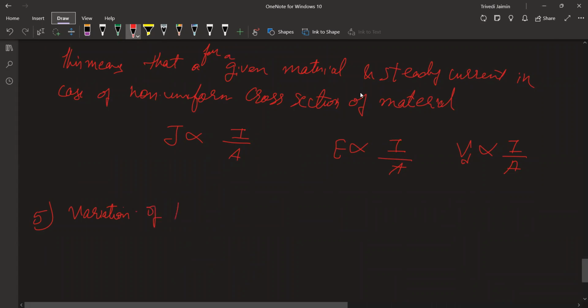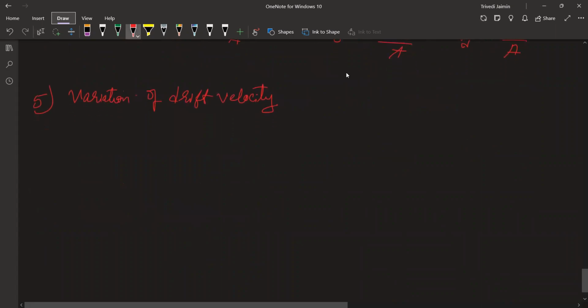Variation of drift velocity. V D equals E by N e, which equals one by N e, V by L.